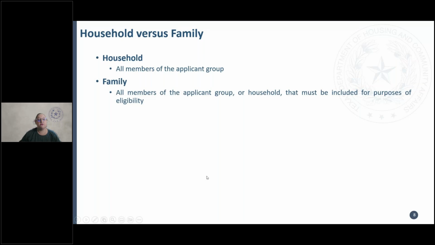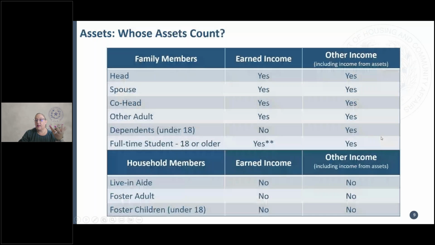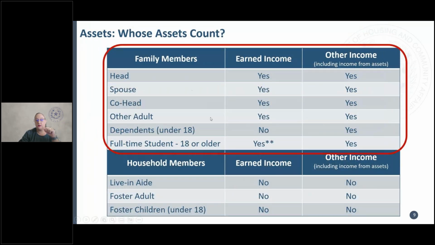When I talk about the household, that's everybody that might live in the group. That's including live-in aides and foster persons. But the family are the people that are included for purposes of eligibility. So a foster person or a live-in aide would not be considered part of the family when we're talking about eligibility. And that's further outlined on this chart. So for deductions and adjusted income, we're not looking at the live-in aide or the foster persons. We're looking at the head, spouse, co-head, other adults, dependents, and full-time students that are 18 or older. That's who we're looking at for purposes of eligibility.